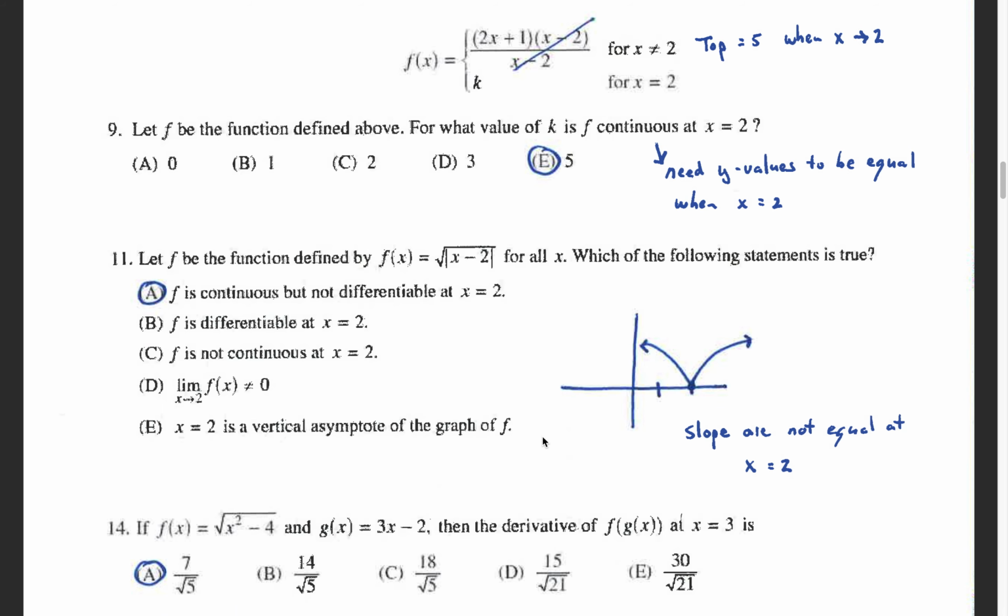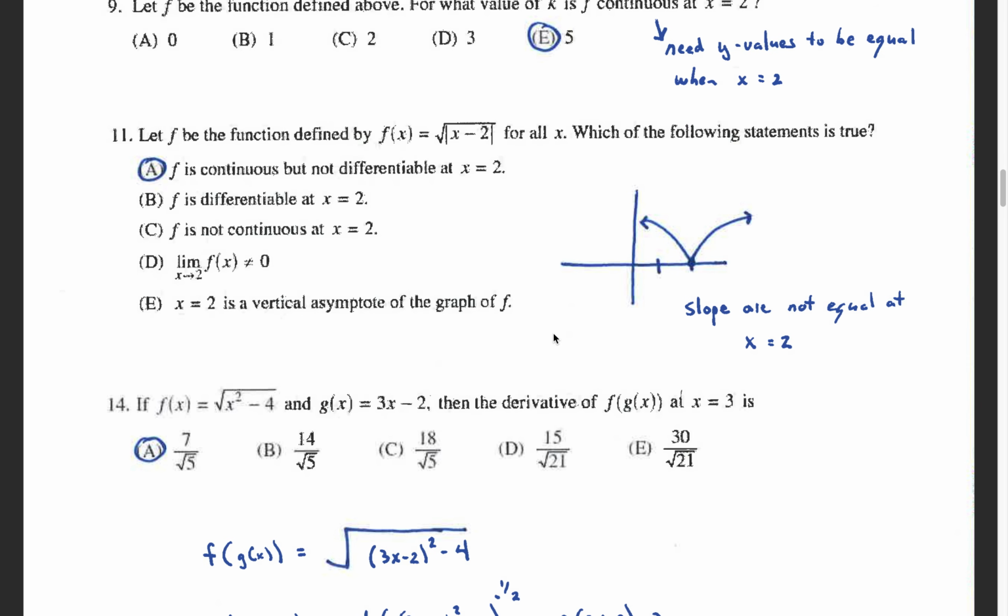Which of the following statements is true? Well, if you know this graph, and again, it's kind of like an absolute value graph, so it looks like a v, and that square root kind of just bends it. It is going to be continuous, but it is not going to be differentiable. The slopes are definitely not the same at x equals 2. And again, the x minus 2 is what shifted it over.